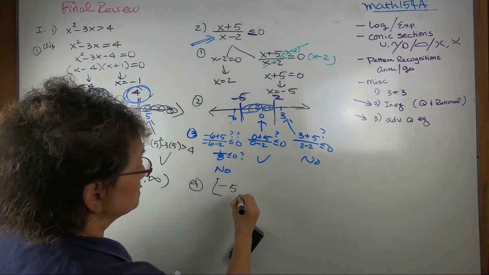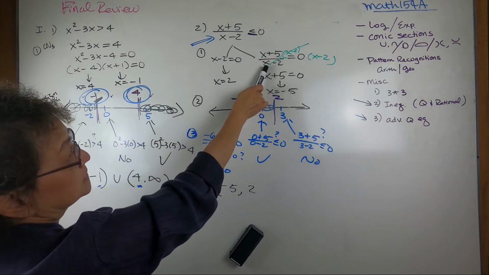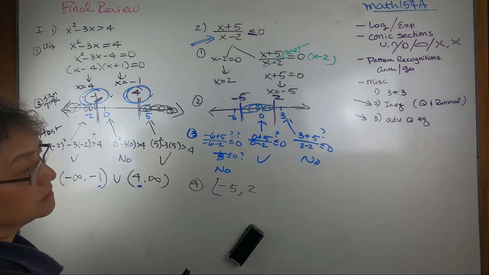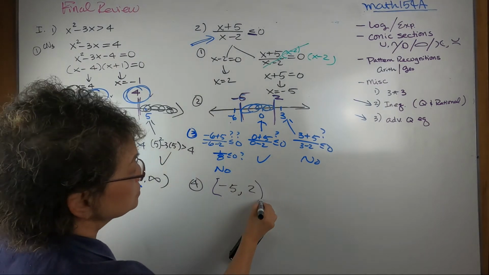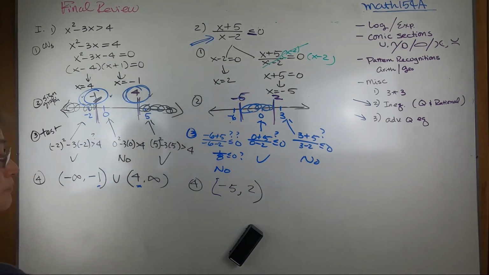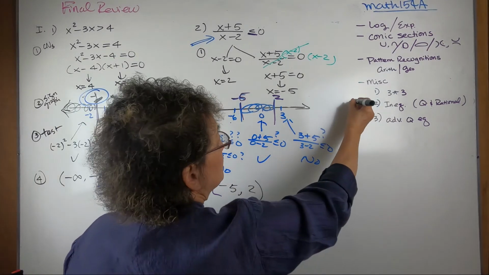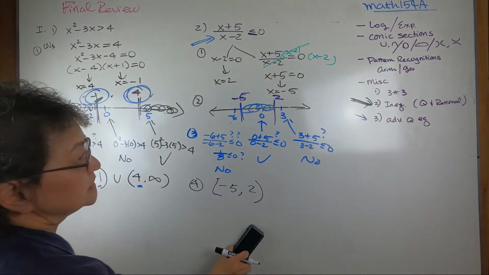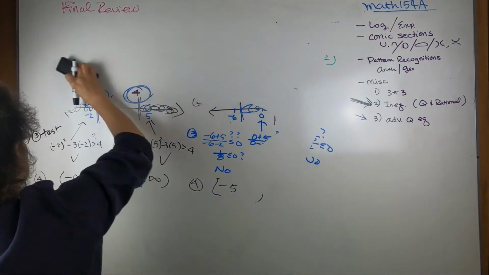So negative 5 can work. Then come on, 2. Can we include 2? 2 will make the denominator 0. Cannot do that for a fraction. So we should exclude that. So your answer should be negative 5 to 2. Are we good? So we just did what? One of the miscellaneous things for the inequalities.